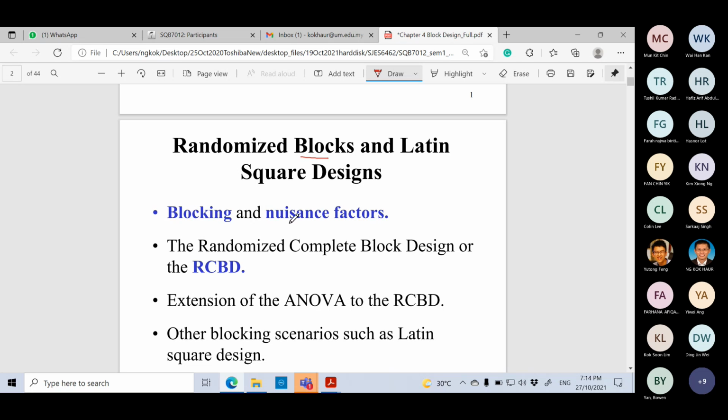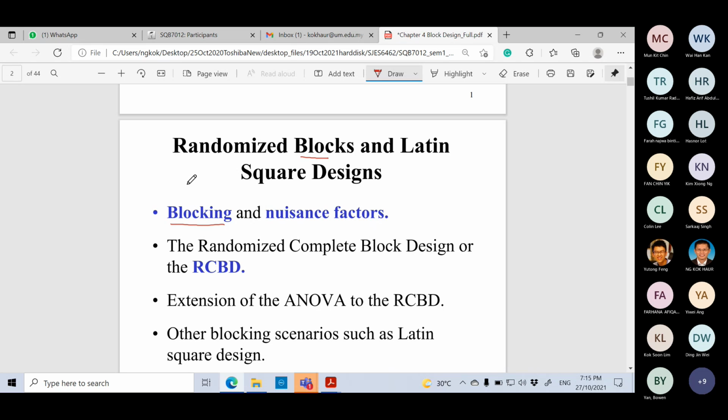So how do we eliminate the nuisance factor? The technique we use is blocking. We use blocking to remove the factor here, or to eliminate the sum of squares component there. Then we can base our analysis on the comparison of the first semester, second semester, and third semester, because our target is only to study this.